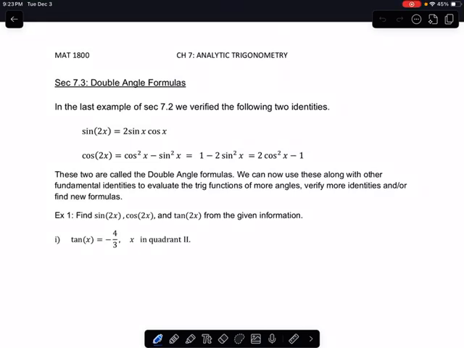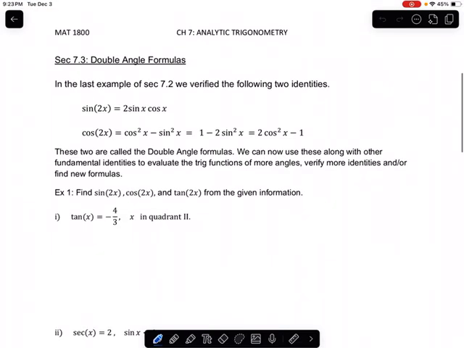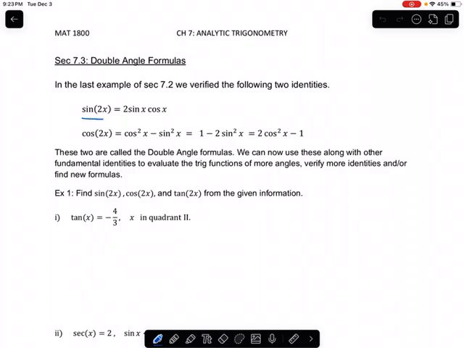Hi, we are now at 7.3, which is double angle formula. I already mentioned this in the previous section, that we have something we call double angle formulas. Here, first, sine of 2x is equal to 2 times sine x cos x. You have to memorize these formulas, or at least you should know the trick to figure them out or evaluate them at the moment if you don't remember them.